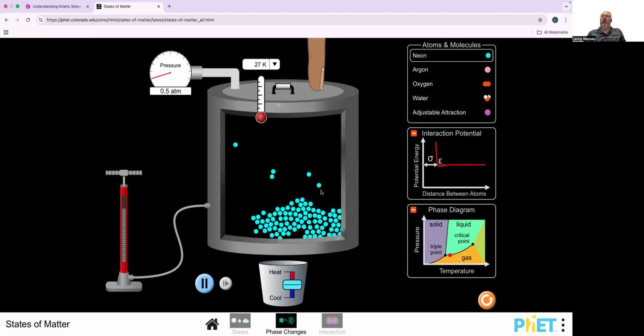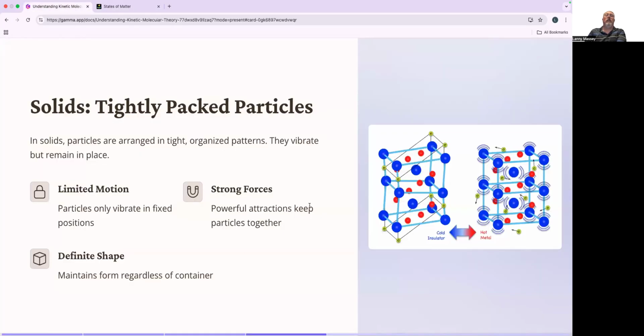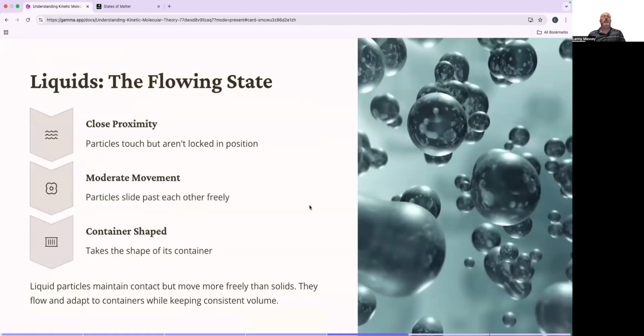We do have a few molecules that gain enough energy in the liquid state that they pop off and become gas. But for the most part, now it has the ability to flow, and we can see the molecules moving around, taking the volume of the container and filling the bottom of it. So how does that relate to what we have here on our slideshow?